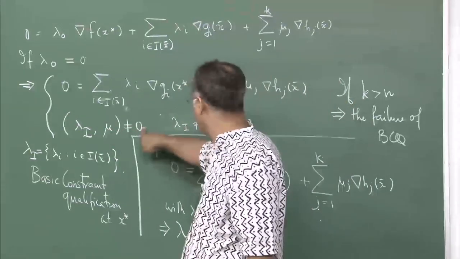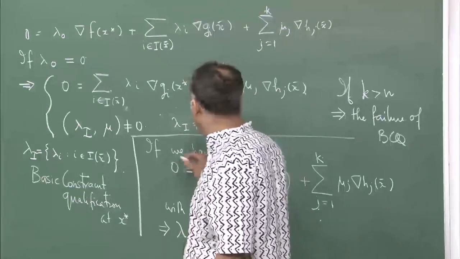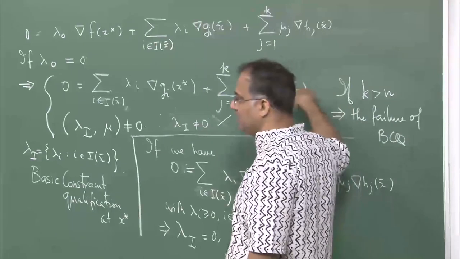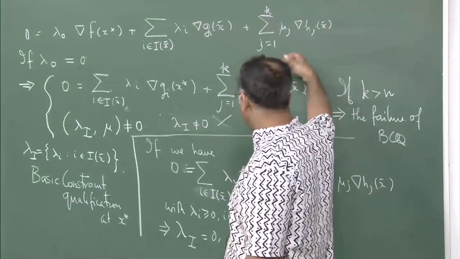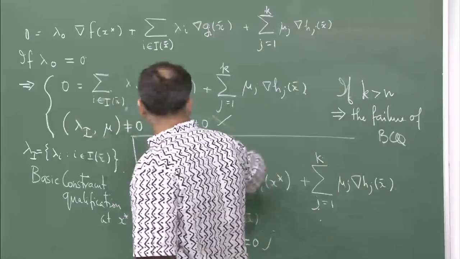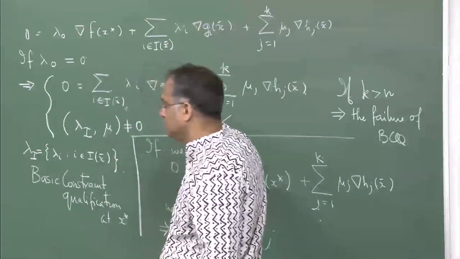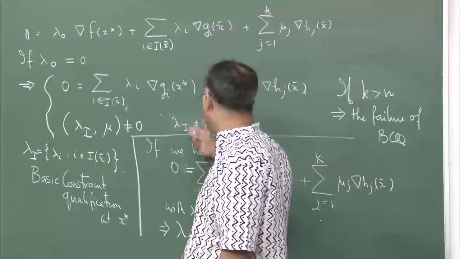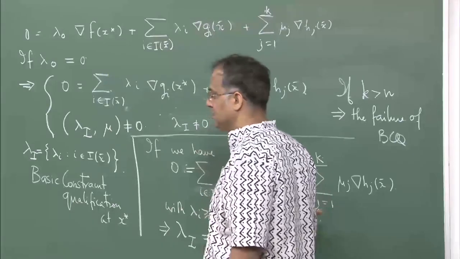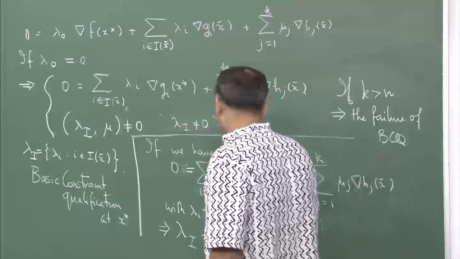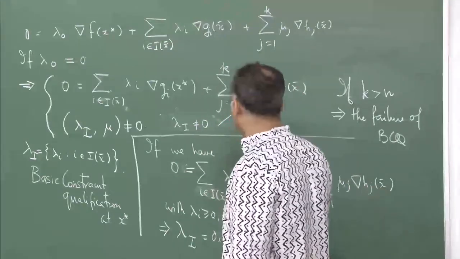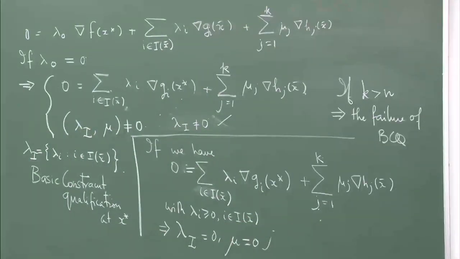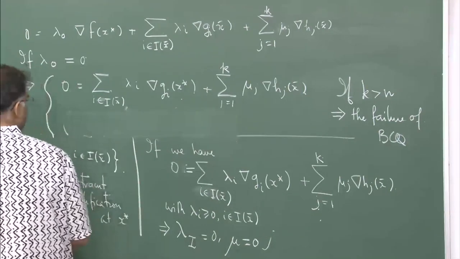So this is what is called the failure of the BCQ. Now if BCQ is holding, then this has to be always linearly independent. Once you say that it is linearly independent, this system cannot have a solution, because if this system has a solution with lambda I greater than or equal to 0 and lambda I not equal to 0, then this system has failed. So the satisfaction of this system, that whenever I have this, this would be equal to 0, is a failure of this system that I just wrote down. So if BCQ holds, then this system fails.